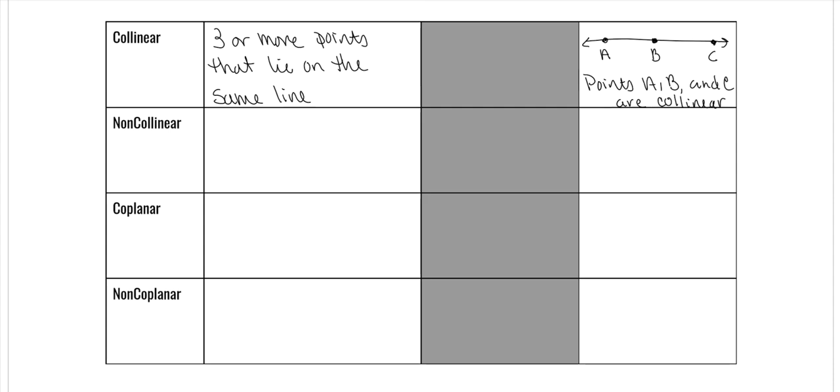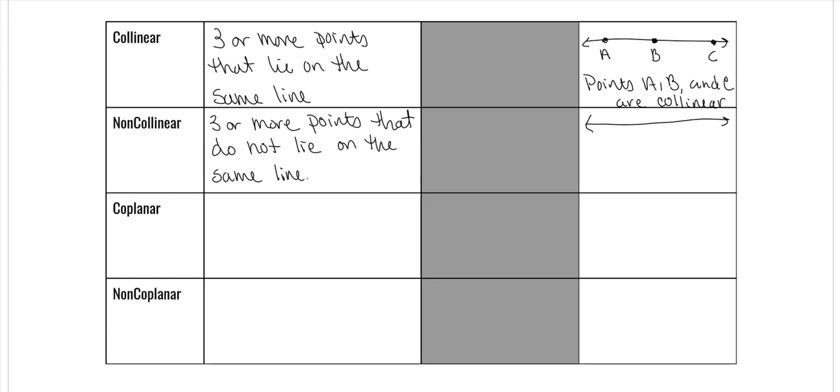Non-collinear is the opposite of that. So 3 or more points that do not lie on the same line. So an example of that would be if we drew a line, we had points A and B making that line, and then point C is floating around out here, not on that line. So in this case, you would say points, because again, we're talking about points, not about the line. Points A, B, and C are non-collinear. They're not on the same line.